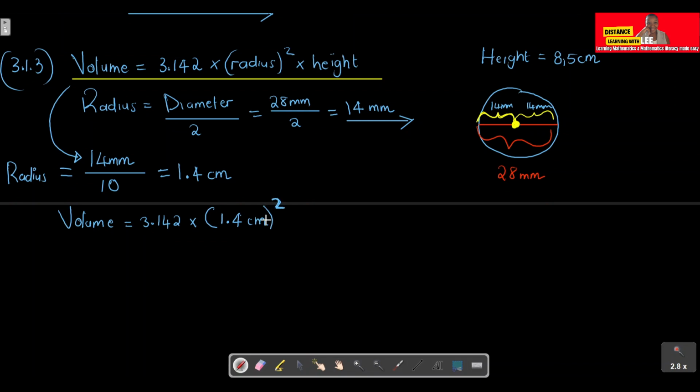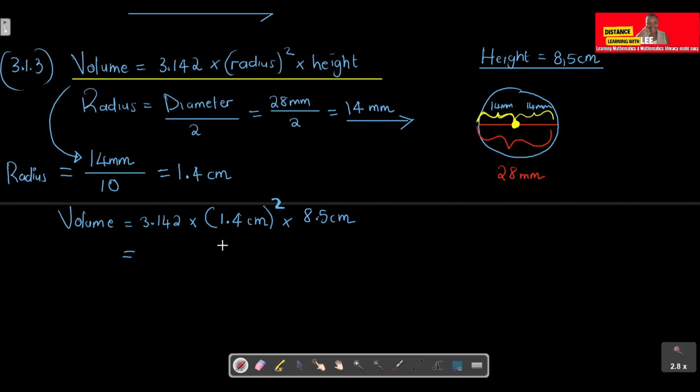Meaning that these centimeters that you'll have here, they'll be squared, multiplied by, what is the height of our glue? It is 8.5 centimeters. I'm putting the units there on purpose to show you that when you're multiplying these units, the units that we're going to have for volume is going to be the units cubed, because you've got centimeters squared times centimeters, meaning that the final unit that you should have here is centimeters cubed.